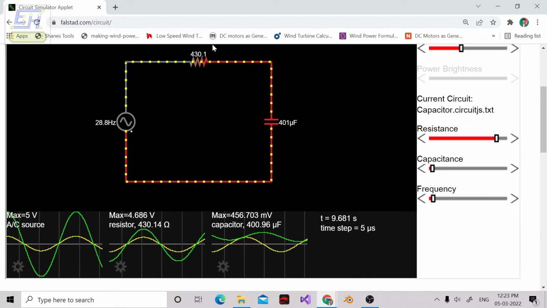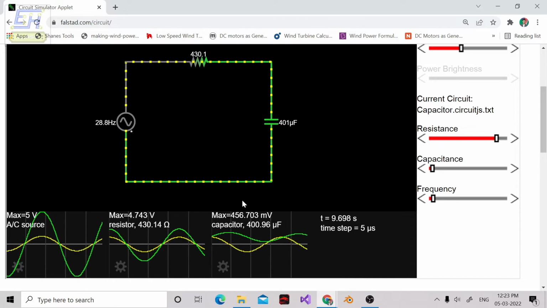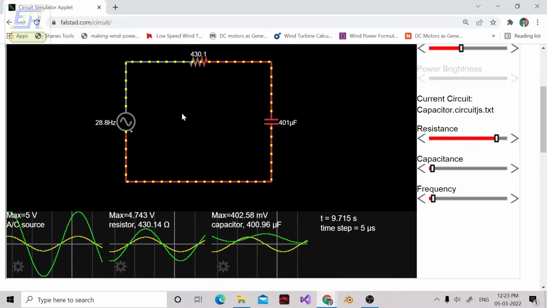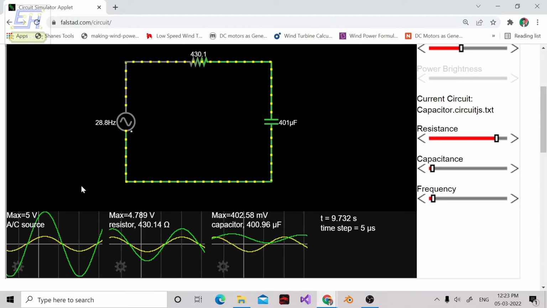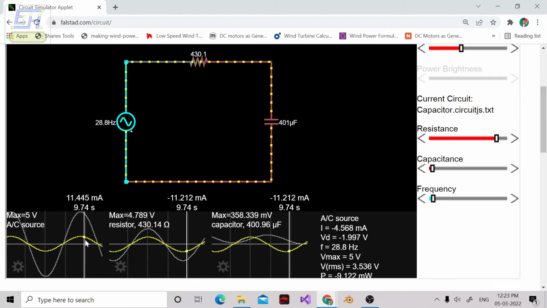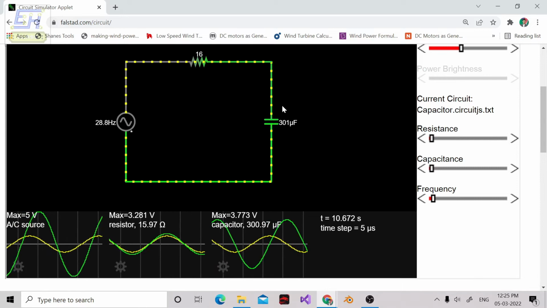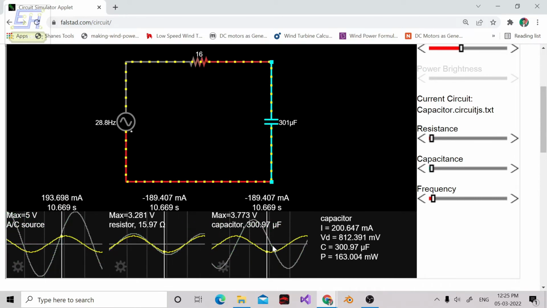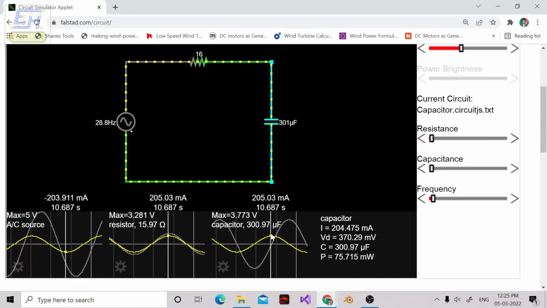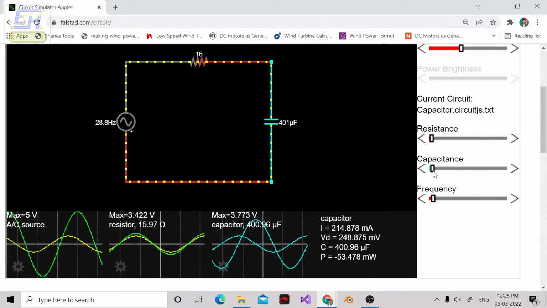So it is all about the overall load that you have. What its nature is will be reflected in the source itself. Now let's change the capacitance to see its effect in the circuit. For this particular value, you can see this much amount of current is flowing, and at its peak it is around 200 milliamps. Now I'll increase the capacitance.